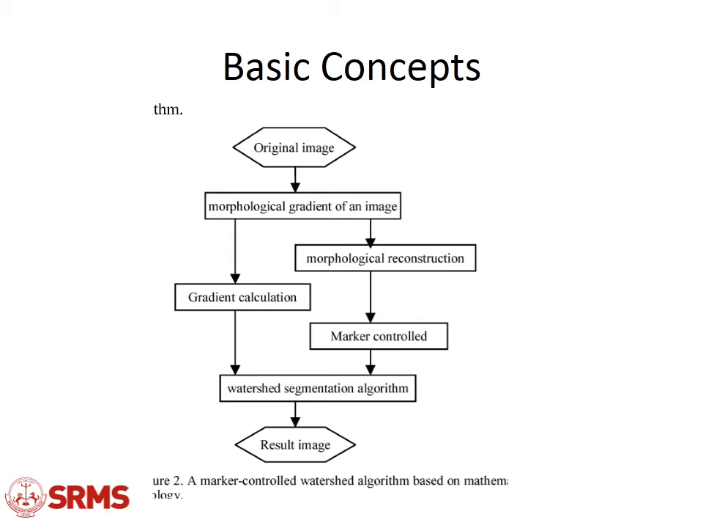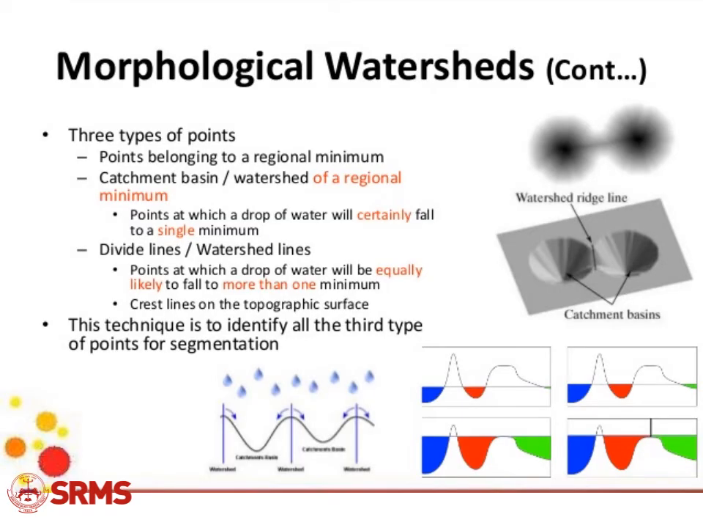A marker controlled watershed algorithm based on mathematical morphology. Watersheds have three types of points: watershed ridge lines, catchment basins, and regional minima. In this method, there are points belonging to a regional minimum, the catchment basin or watershed of a regional minimum, points at which a drop of water will certainly fall into a single minimum. Then there are divide lines, or watershed lines, points at which a drop of water will be equally likely to fall to more than one minimum. This technique is to identify all three types of points for segmentation.